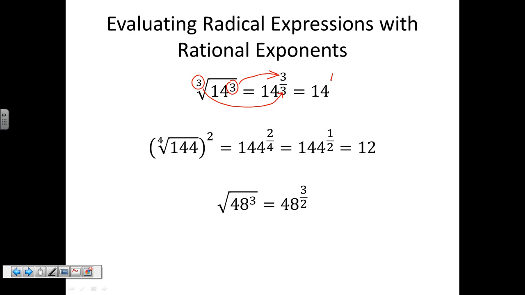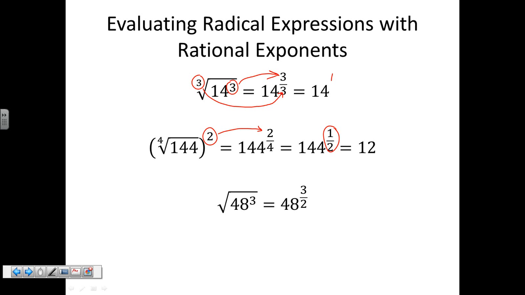Okay, in our next example we have a fourth root that is squared. Again, the power becomes the top of the fraction and the root becomes the bottom of the fraction. So we have 144 to the 2/4 power. That fraction, just like every other fraction, can reduce. So I reduce it to a 1/2 power. And what this 1/2 power means is that I'm taking the square root. So the square root of 144 is 12.